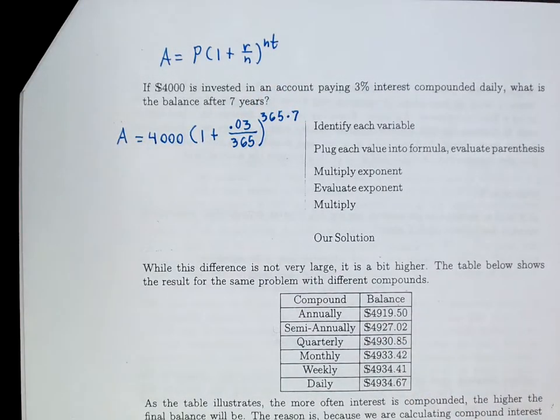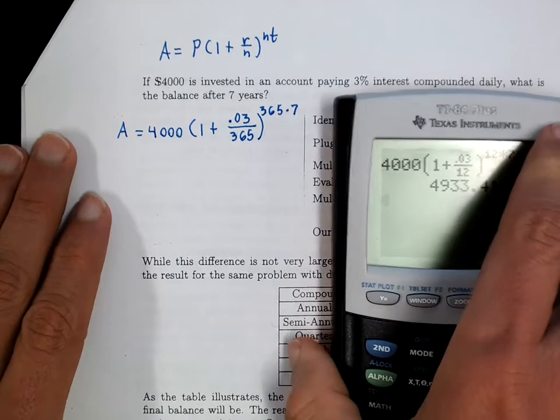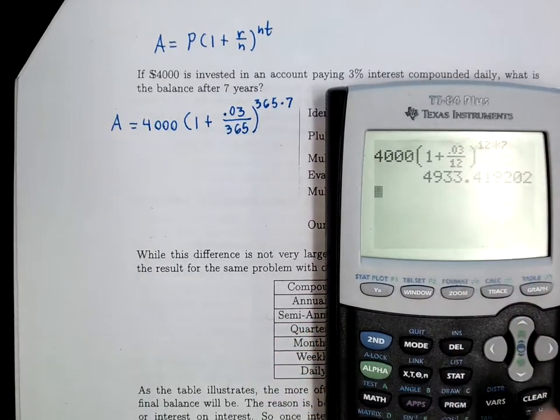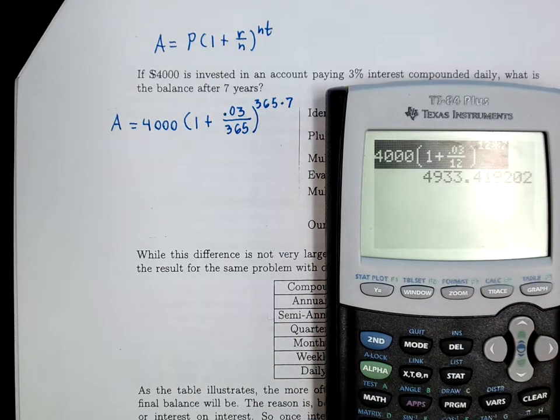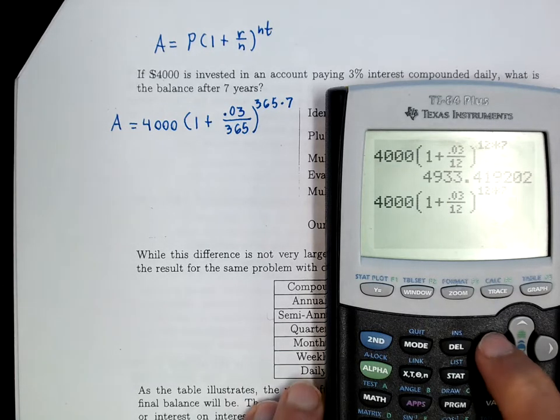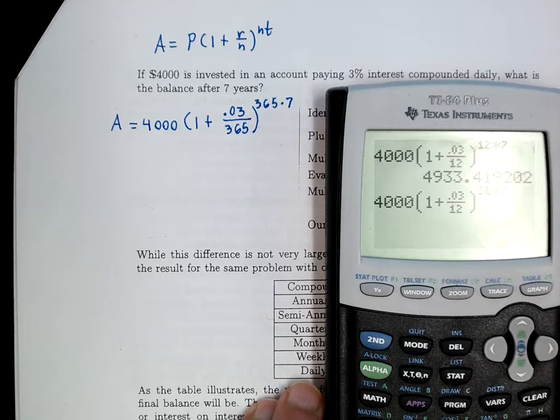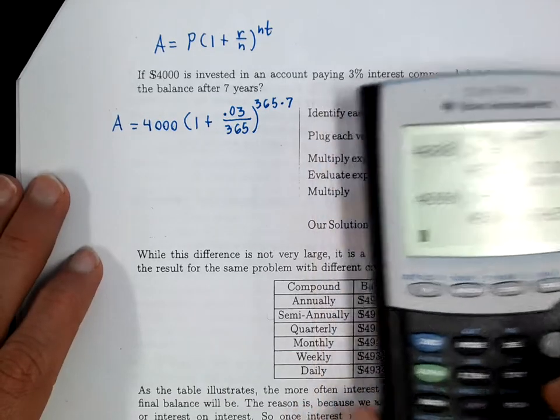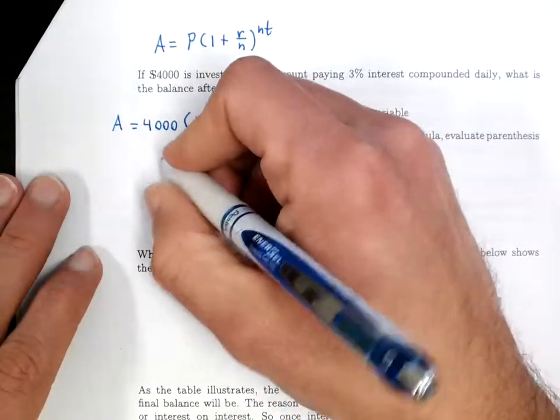Okay, so the only thing I wanted to show you is that if you do have several problems that are exactly the same, you just have to change a few things. Just scroll up, press enter, and then change what you need. In this case, I'm going to change this to 365 times 7, and I'm going to come over here, and I'm going to change that 12 to 365, okay? So that way it saves you some time, you can do it faster. We got $4,934.67.